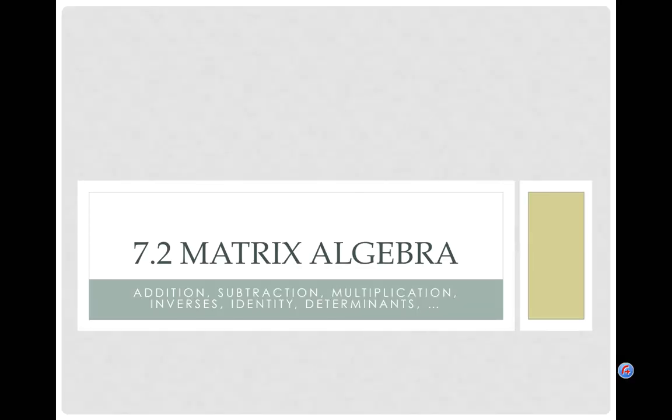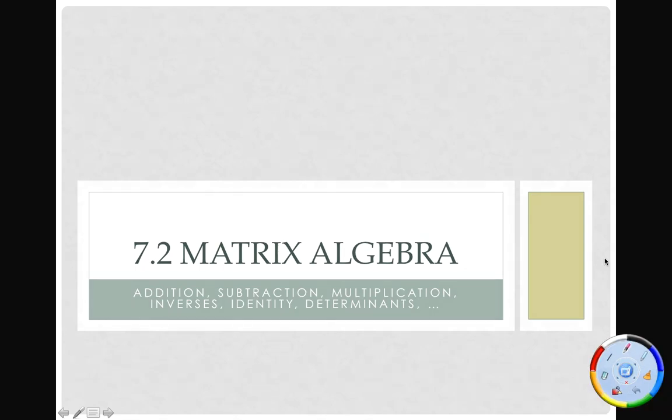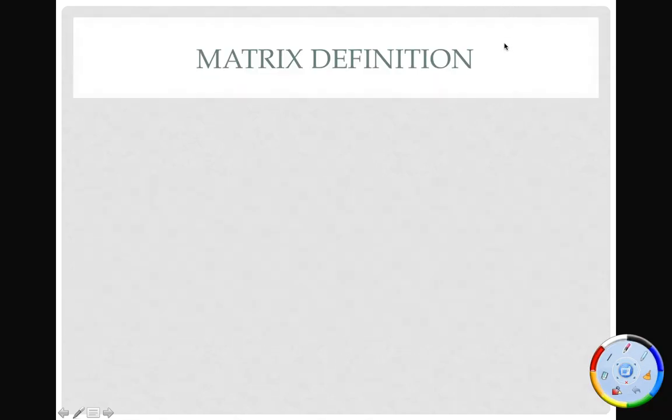All right, welcome ladies and gentlemen to section 7.2, matrix algebra. So we're not just going to be looking at matrices in general, but we're going to be looking at some of the math involved in matrices. So basically, you guys probably understand that a matrix is just a set of numbers, mainly looking like this. You could have positive numbers, negative numbers. You can have fractions in there. You can have all sorts of things. This is a basic matrix.